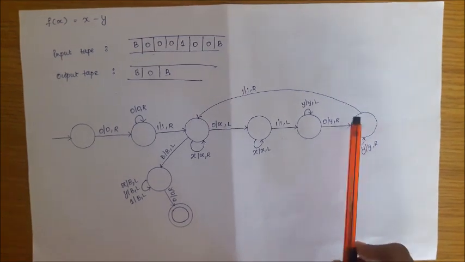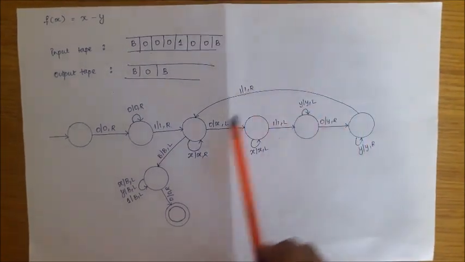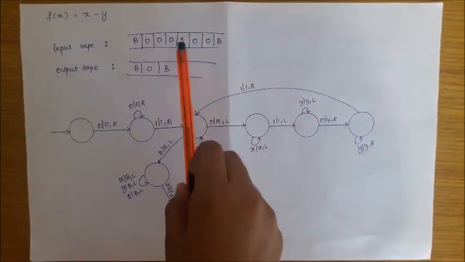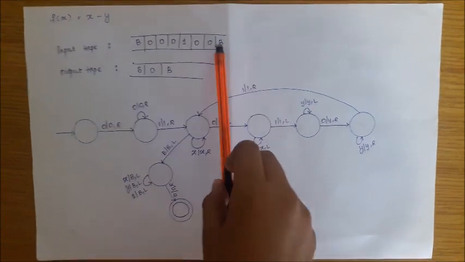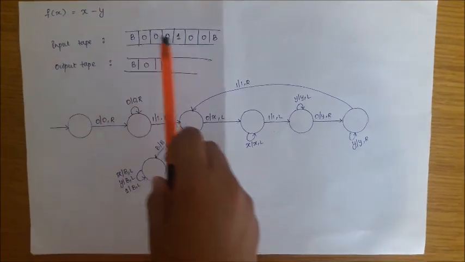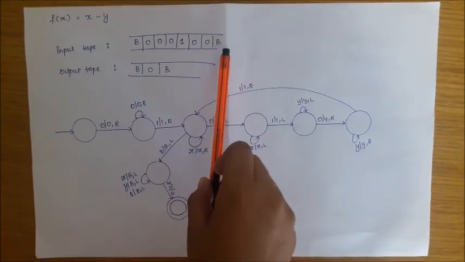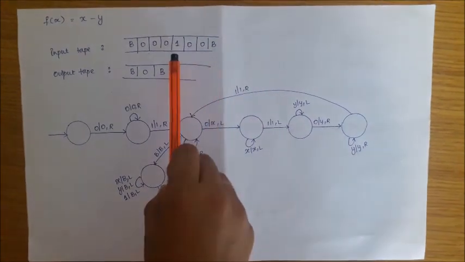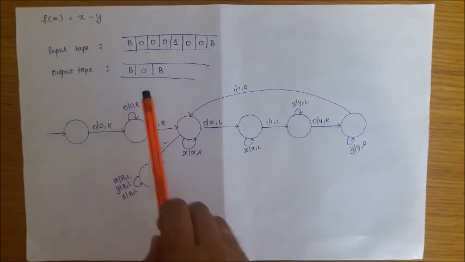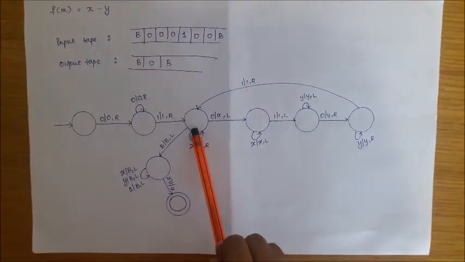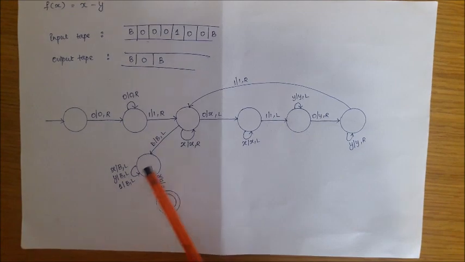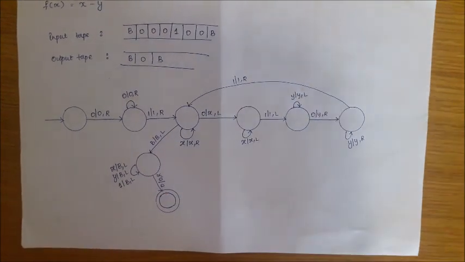Then the pointer moves right to find the other zeros which are available and converts those zeros to x, and this takes place until all the zeros are converted to x. Once all the zeros are converted to x, it means that the computation is over and all we have to do is convert all the x and y to blank so that the output tape only contains the result of the computation. So once it finds a blank, it moves left and converts all the x, y and 1 to blank and it comes out to the final state.